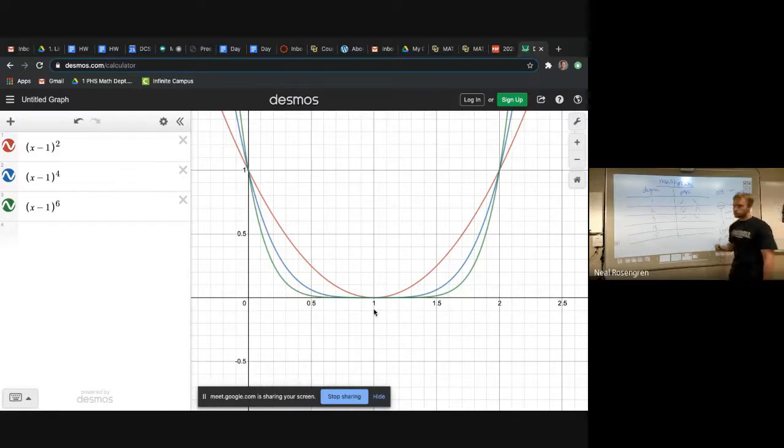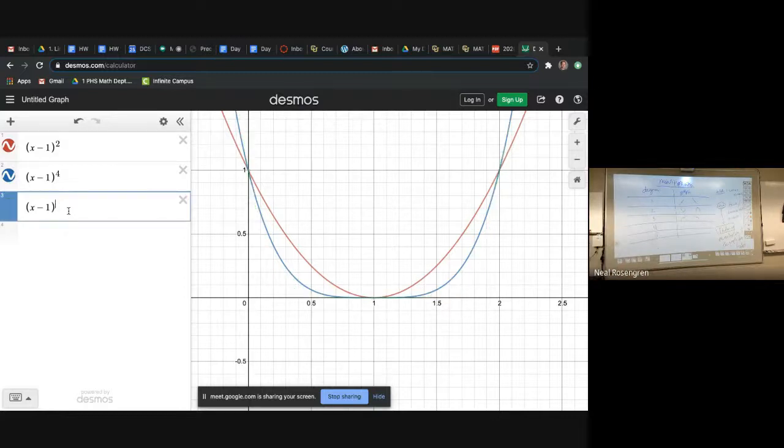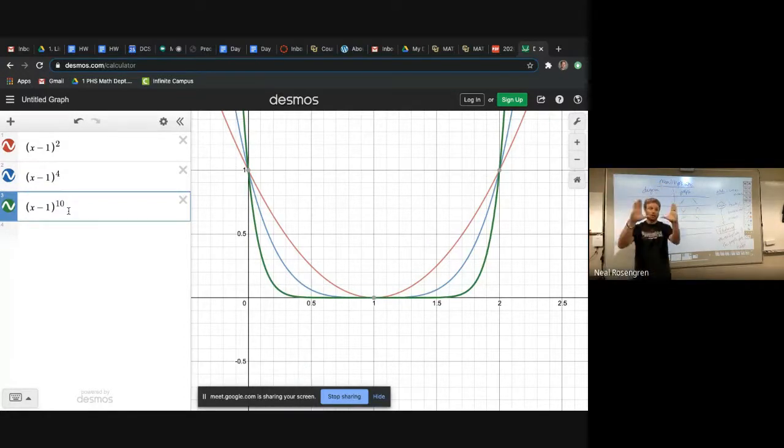So degree 4 compared to degree 6, degree 4 compared to degree 8, compared to degree 10, right? It just gets flatter and flatter and flatter, and it spends more time near the x-axis. It comes down and almost creates the bottom of a container. It comes down real fast and then flattens out. And look what happens when I make it 100.